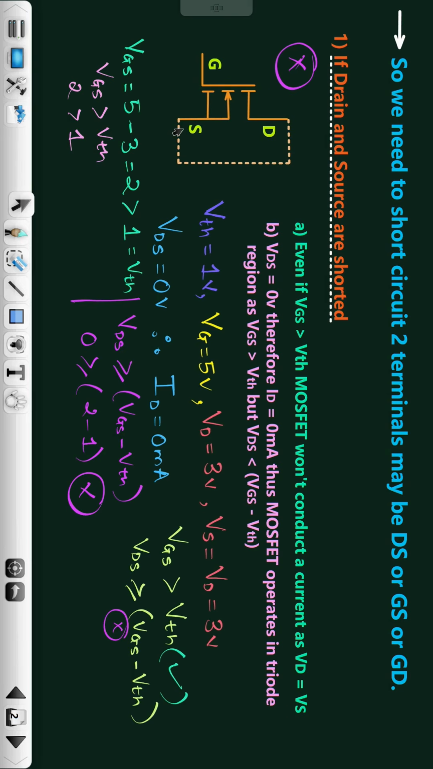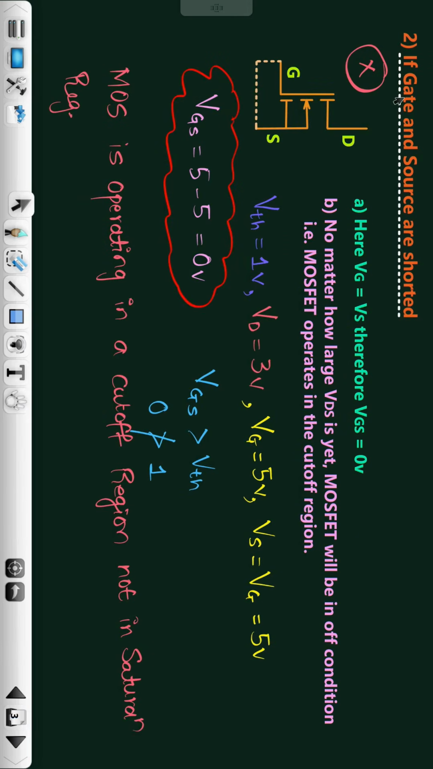Whenever we short the drain and source terminals, our VDS becomes 0, and as our VDS becomes 0, my MOSFET won't operate in the saturation region. So we neglect this particular case. In the next case, we short the gate and source terminals, and when we do so, our gate-source voltage becomes 0, which is less than the threshold voltage, right? So this condition is not satisfied, and our MOSFET will always operate in the cutoff region. So we cannot short the gate and source terminals either.